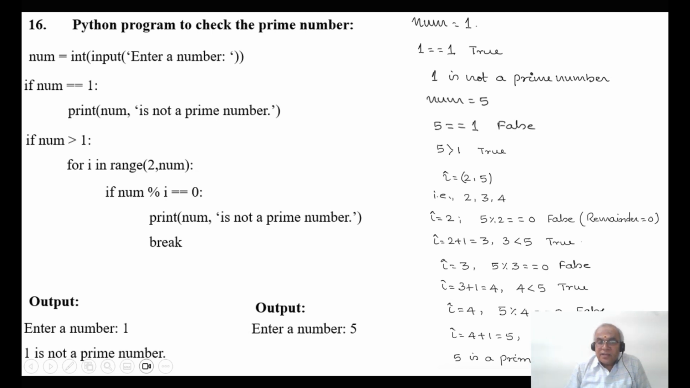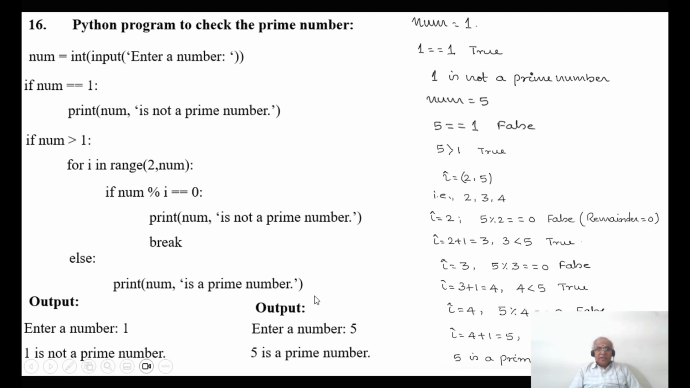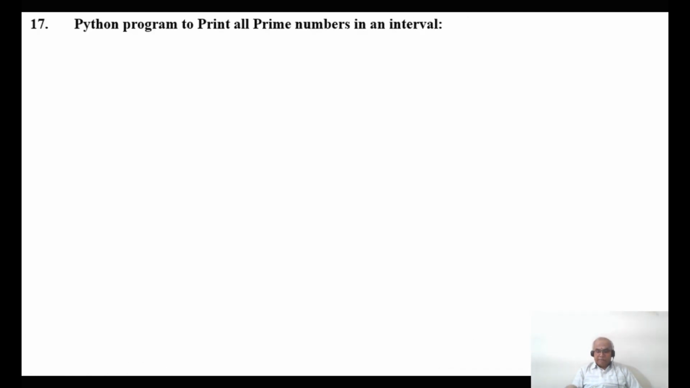Is 5 less than 5? The condition becomes false here. Since the condition becomes false, it is not going to come to this statement. Instead, it comes to the else, which will print num is a prime number. Since 5 is not divisible by 2, 3, 4, the num, 5, is a prime number. This is how you will be able to execute the program.